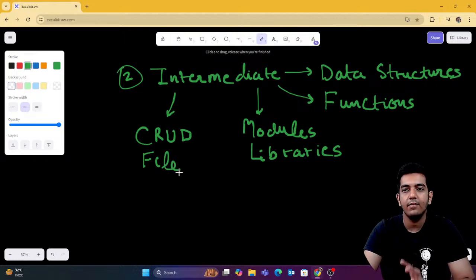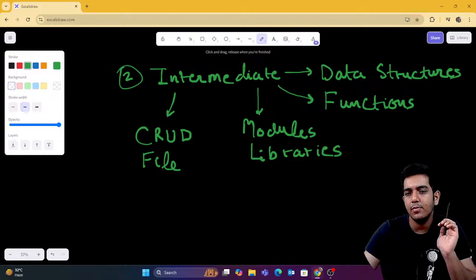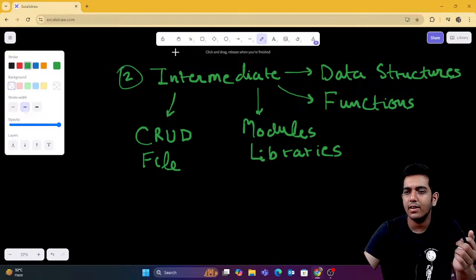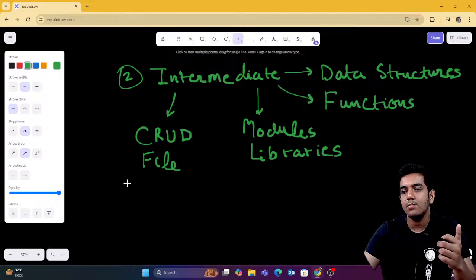CRUD file handling. Okay, so you're gonna learn about CRUD operations. Apart from this, you can learn about more things, but at the intermediate level, this is fine. One thing, guys, which I'm gonna say is that at the beginner level, you can't make any projects. But if you have reached the intermediate level, then you can make different projects. Okay, you can make some projects here.